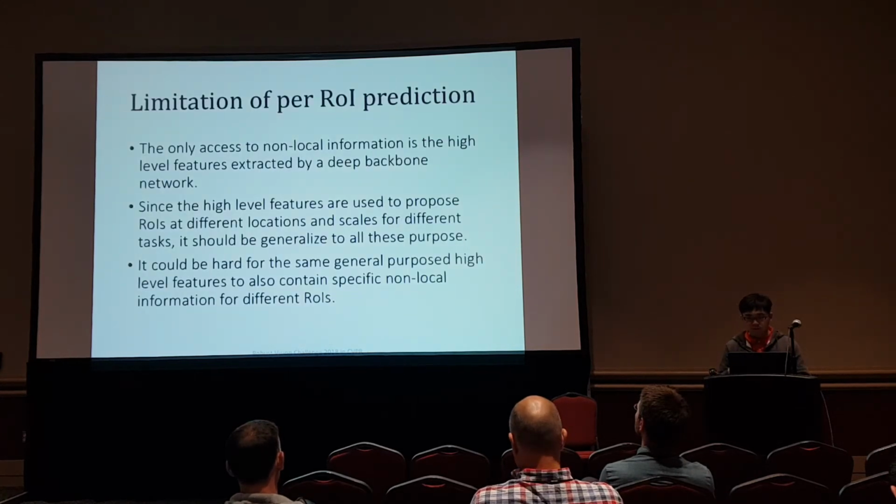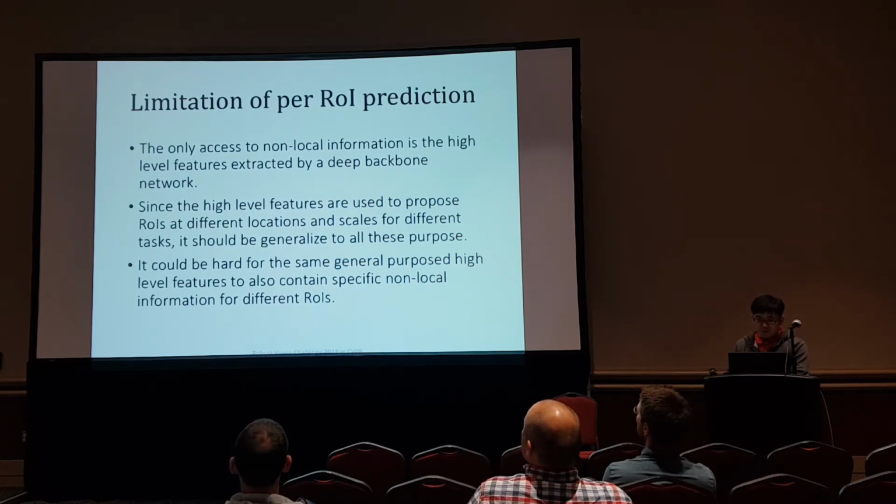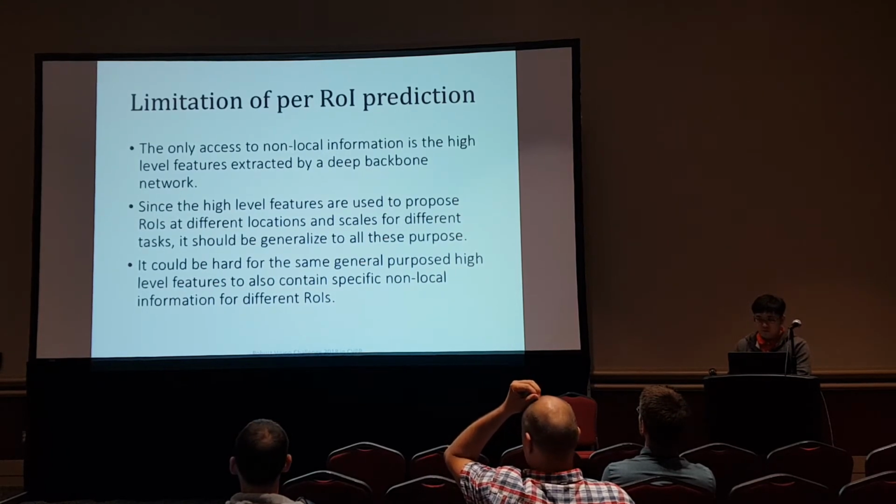So what's the limitation of this kind of per-ROI prediction? When you only look at the features within an ROI, the only chance to capture long-range dependencies is through the deep backbone network. However, these high-level features extracted by the deep backbone network are used to propose and detect ROIs at different locations and scales and for different tasks. So it should be generalized to all these varieties. Hence, we argue that the high-level features with large receptive field maybe can give the holistic context about the whole thing, but it's hard for them to contain specific non-local information for different ROIs.